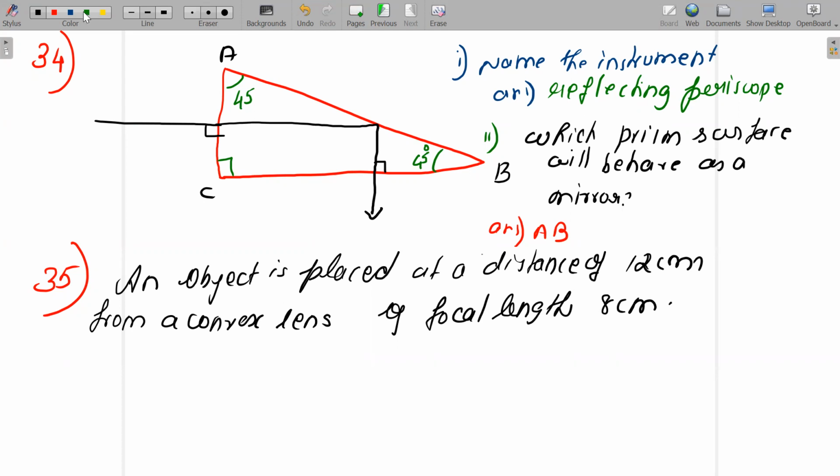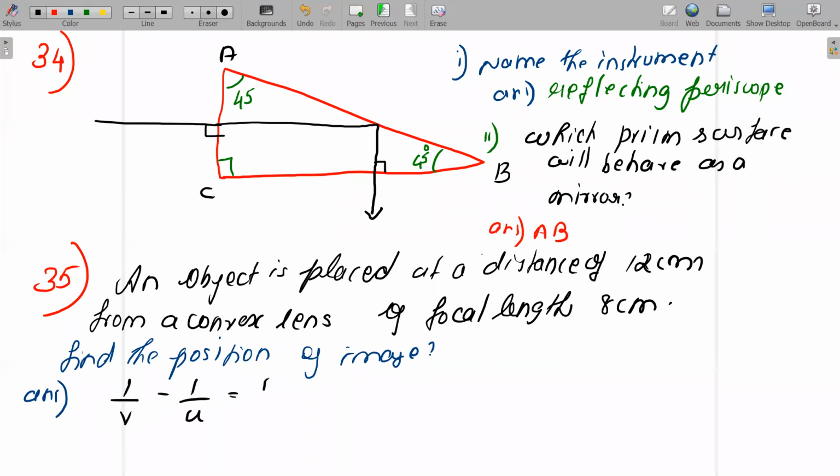How will you find? 1 by v. Others, find the position first and tell me. Find the position of the image. That means image distance, right? What is the answer? 1 by v minus 1 by u is equal to 1 by f. Now it's a convex lens. Based on that, find the answer first, everyone. The question is for you people. Find the answer first.